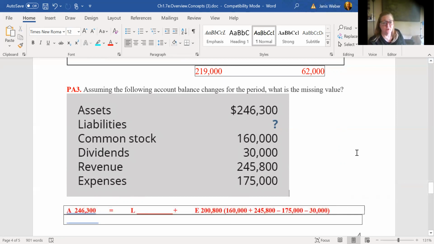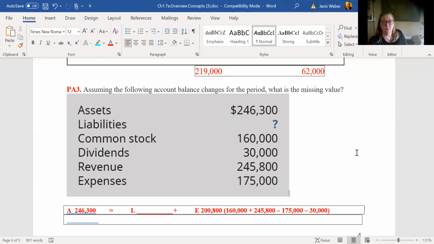So what we do is we say 246.3 is the assets, and equity is 200,800. And then you arrive at that by saying, well, common stock adds to equity and revenue adds to equity. So when I add 160 and 245.8, that brings me all of the additions to equity. And then expenses reduced equity by 175 and dividends reduced equity by 30. So if I take 160,000 plus 245.8 minus 175,000 minus 30,000, I come up with equity of 200,800.